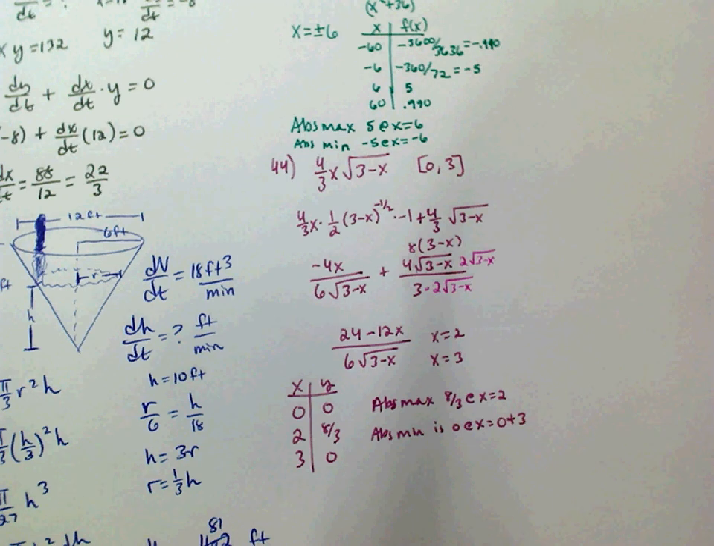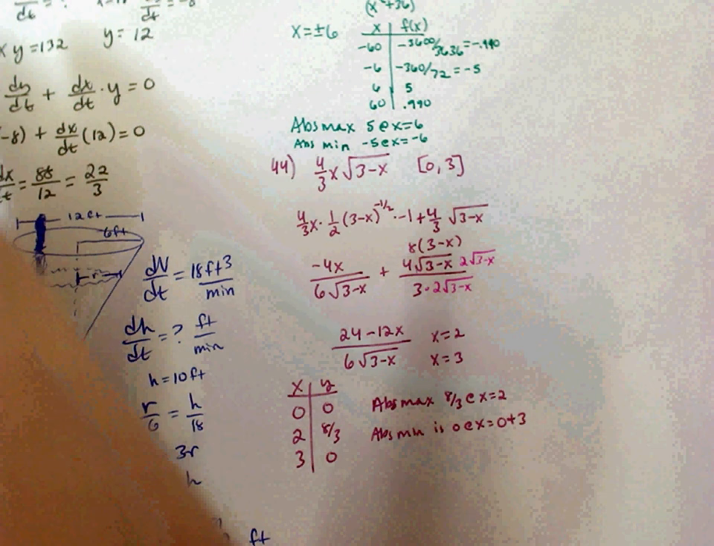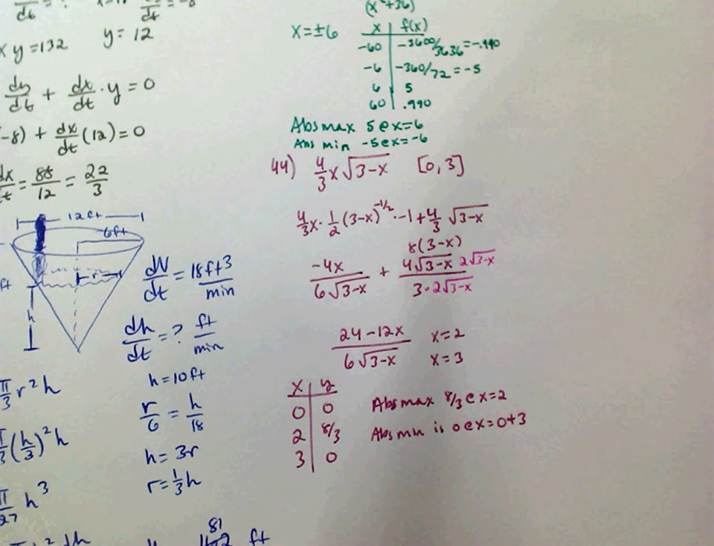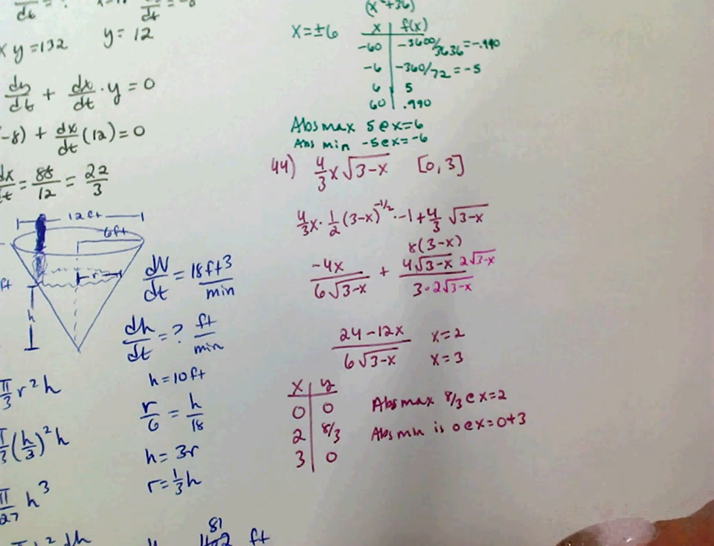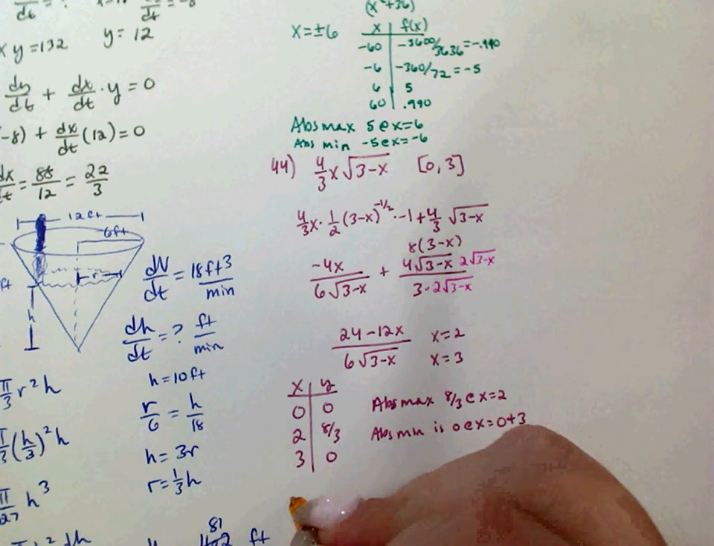Number 45. Determine whether Rolle's theorem can be applied to the function f of x equals blah on the closed interval blah. If Rolle's theorem can be applied, find the numbers. Okay, cool. So Rolle's theorem determines whether or not, if your average slope is 0, then at some point your actual derivative will be 0.